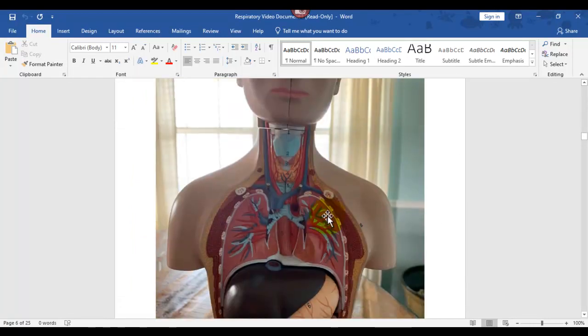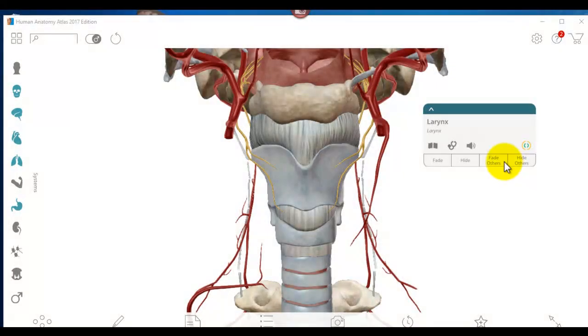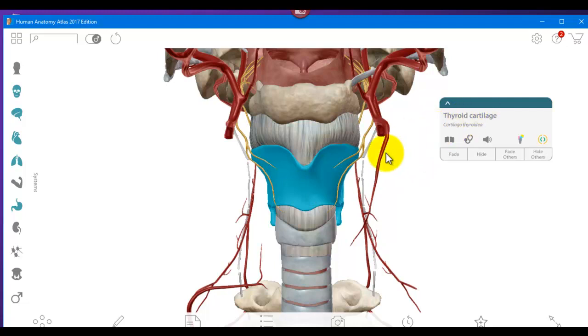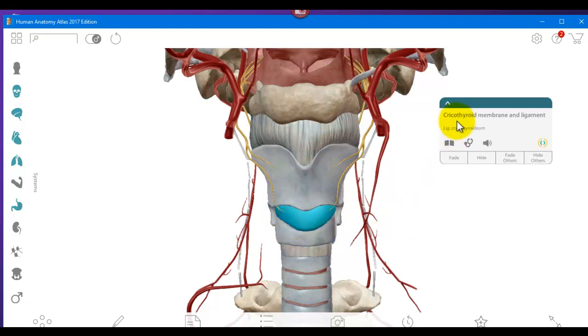Okay, so we're going to go down to the lower parts of the respiratory system now. Okay, here is a good computer illustration of what are called the laryngeal cartilages, the cartilages of the larynx. See up here, thyroid cartilage, so I can highlight that there. Here is the cricoid, and there's that ligament I was telling you about. This is the cricothyroid membrane and ligament.